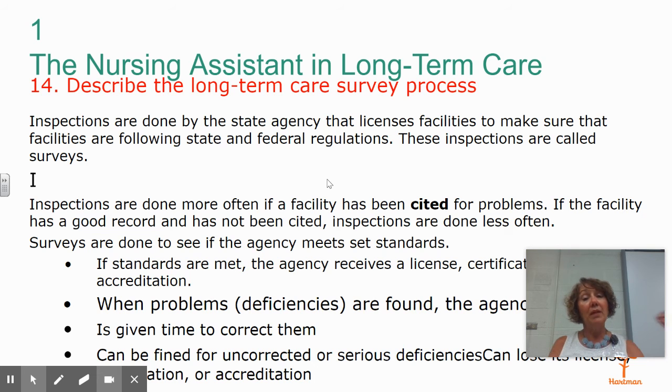If the surveyor finds a problem, then the facility could be what we call cited. They could be cited or given a deficiency or given a tag. There's several different terms that go along with a survey. Surveys are done once a year in the state of Illinois by the Illinois Department of Public Health. And if they find problems, they find citations, they give the facility a tag, there's a process that they have to go through to correct those problems.